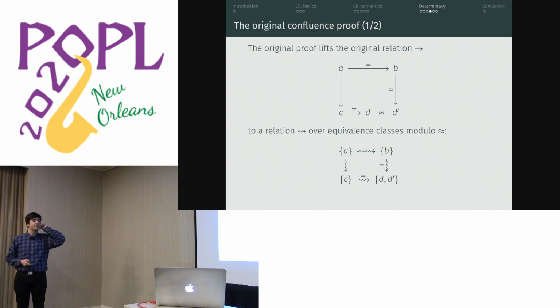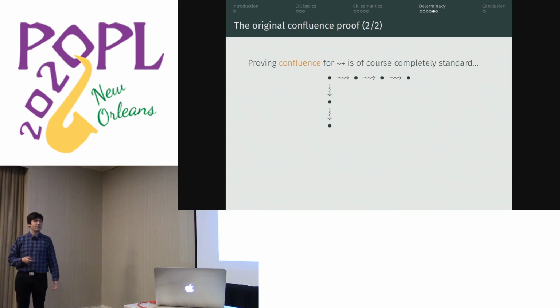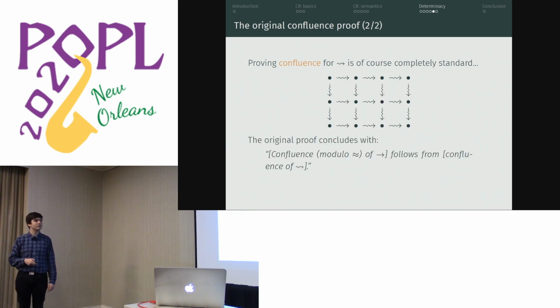All right, so what does the original confluence proof do? Because they also have to deal with these equivalences. What they do is they lift the original relation to a relation over equivalence classes modulo equivalence. So from here, we go to this. Of course, proving confluence for that diagram property is completely standard. Just do it like this. And the original proof then concludes that confluence modulo equivalence follows from confluence of this lifted relation.